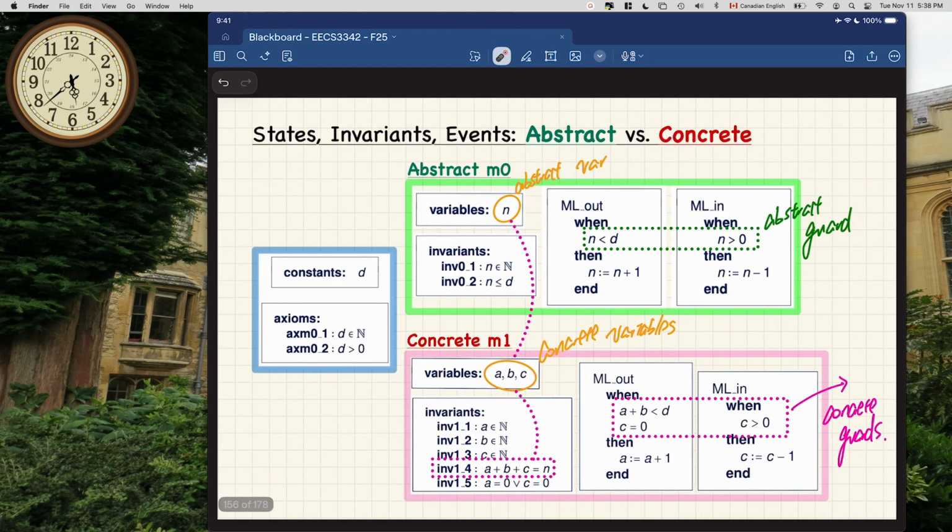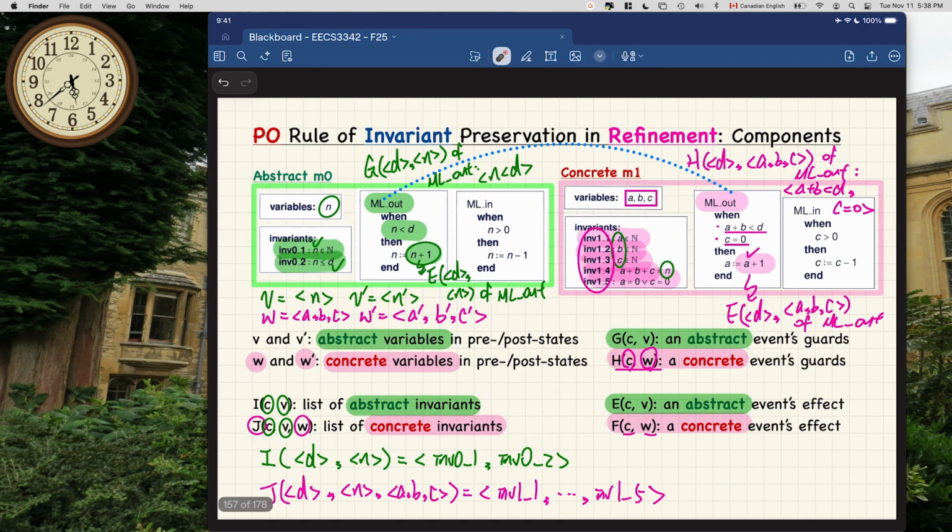Okay, so we talk about abstract versus concrete. Anything in M0 is considered abstract. You got abstract variables, abstract events, and also abstract guards. Everything in M1 is concrete. Okay. And then just formal notation.